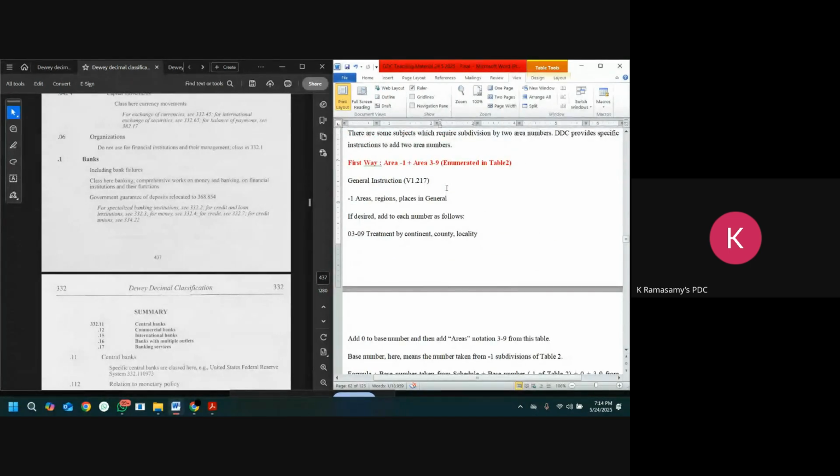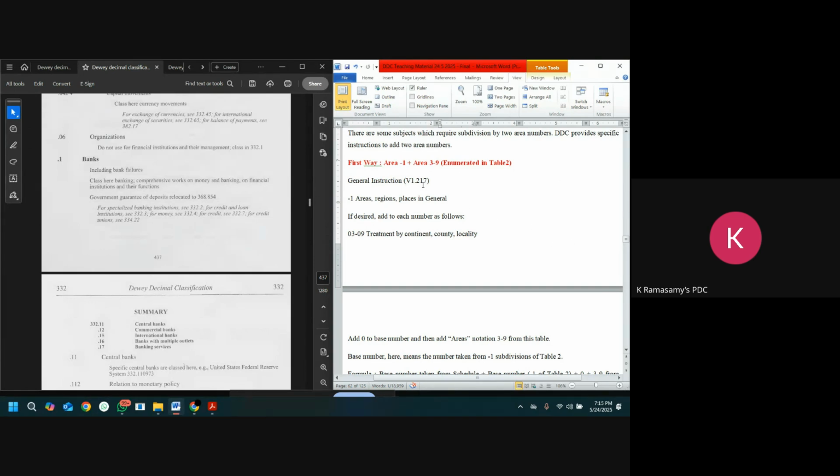Okay, yes. Now, let me show you one example where there is a title where you need to add 2 areas. Okay, I told you 2 standard subdivisions cannot be added, but 2 areas can be added in a single title, absolutely no problem. How can we do that? There are 2 possibilities. One is you can take one number from number 1, table 2. Go to table 2. In table 2, numbers starting with 1, you take one number. Then you take another number from 3 to 9. These 2 numbers can be added.